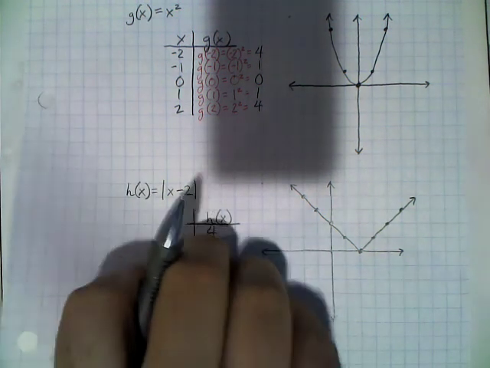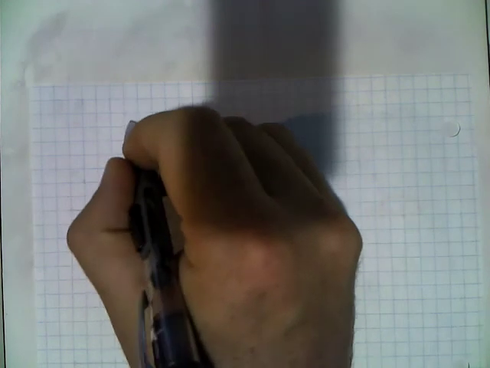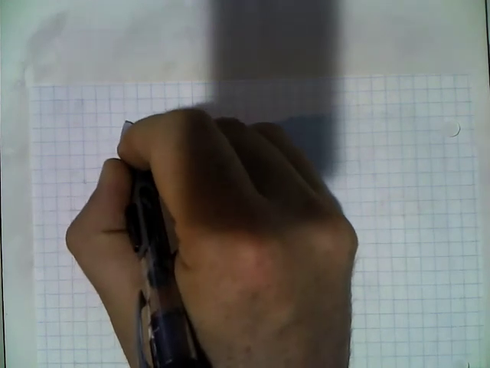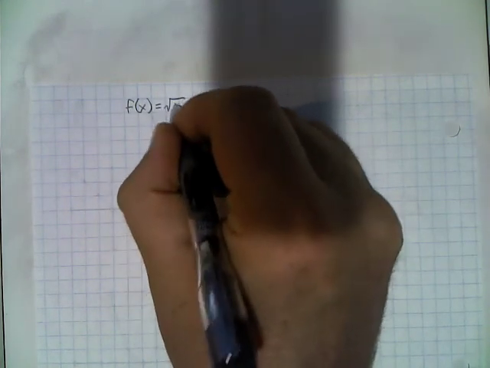All right, on to the back. I'm going to reset here, and we'll go back to F since we're on the back now. So let's say f of x equals radical x.